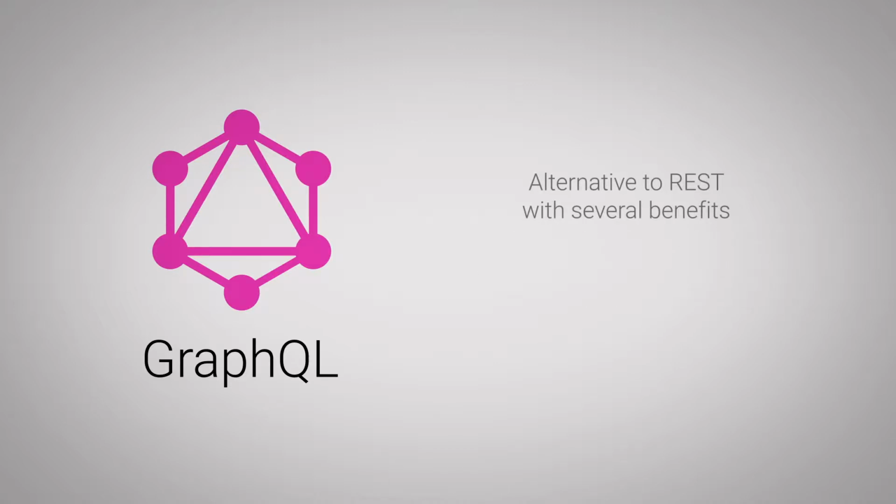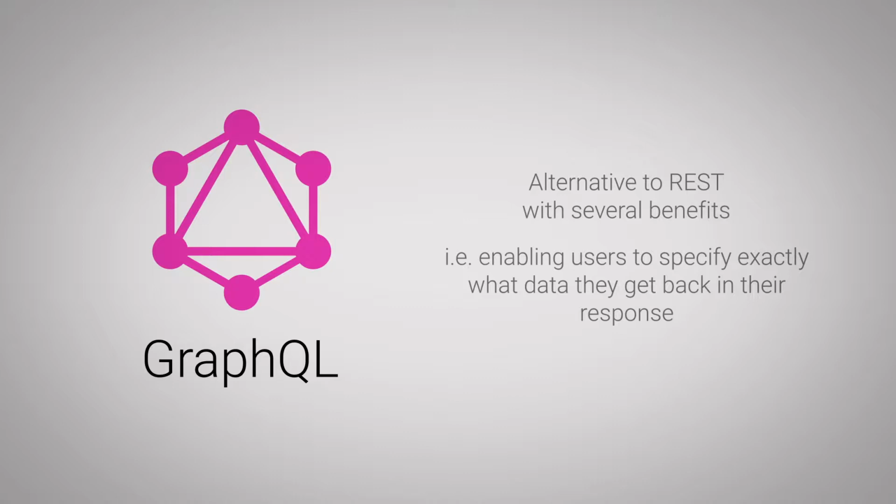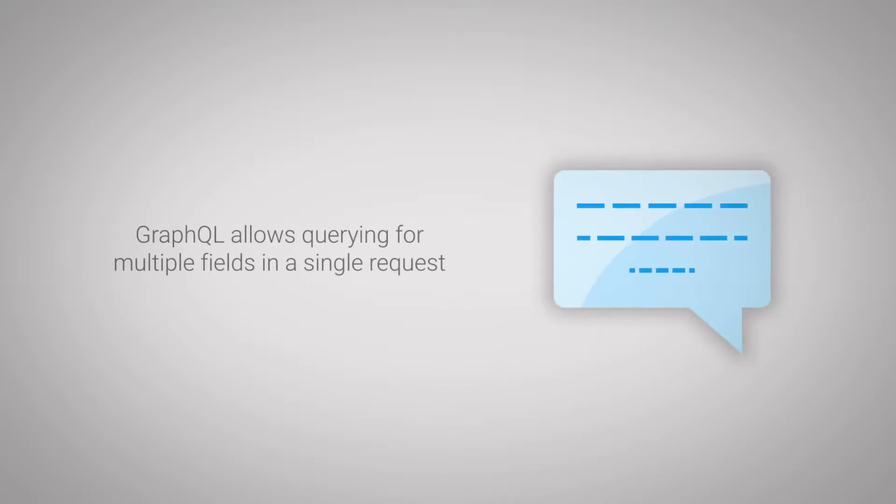GraphQL is an alternative to REST. It offers several benefits compared to REST, like enabling users to specify exactly what data they get back in response. Nothing more, nothing less. And it allows querying for multiple fields in a single request.